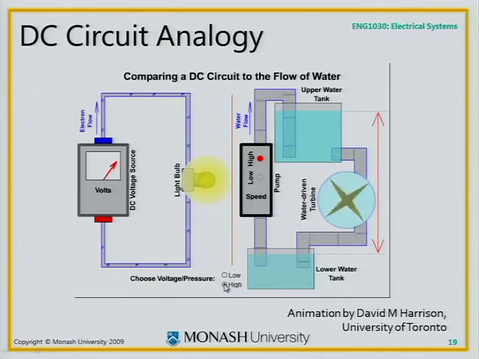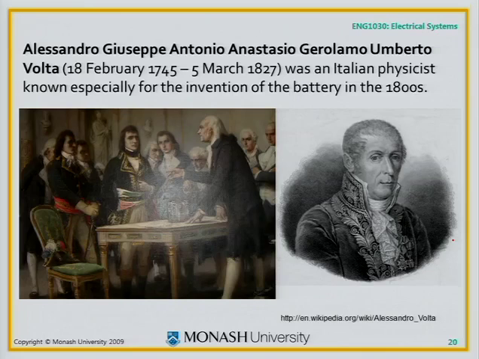So we need all right. So the volt was named after Alessandro Giuseppe Antonio Anastasio Girolamo Umberto Volta. Thank you. And this is him, in fact, demonstrating the battery to Napoleon.